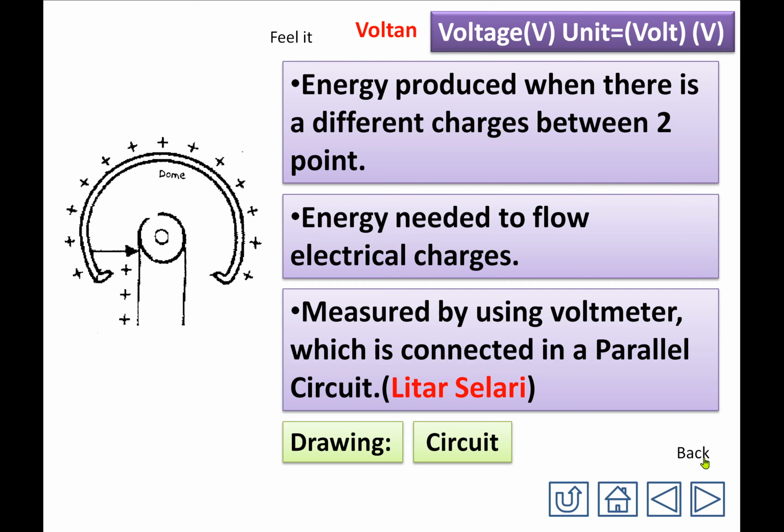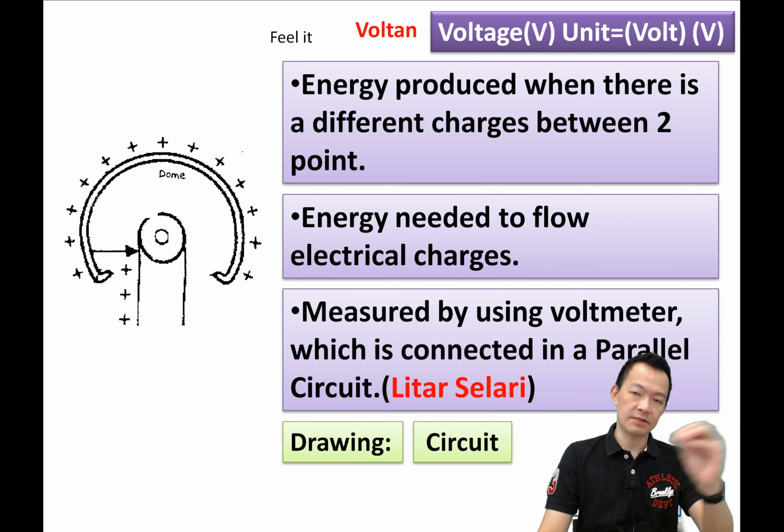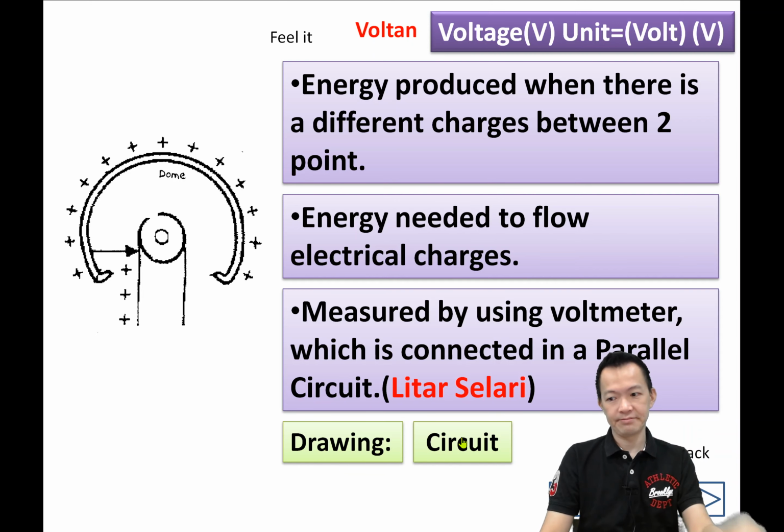It can be measured by using the voltmeter. 用 voltmeter 来量。Okay, voltmeter 不是 ammeter. Which is connected in parallel circuit. And the voltmeter is connected in parallel. What is meant by parallel? 并联, 刚才的叫串联 series, 这个叫并联. Parallel circuit. But how is a circuit? Don't know, just write drawing circuit 画电路.